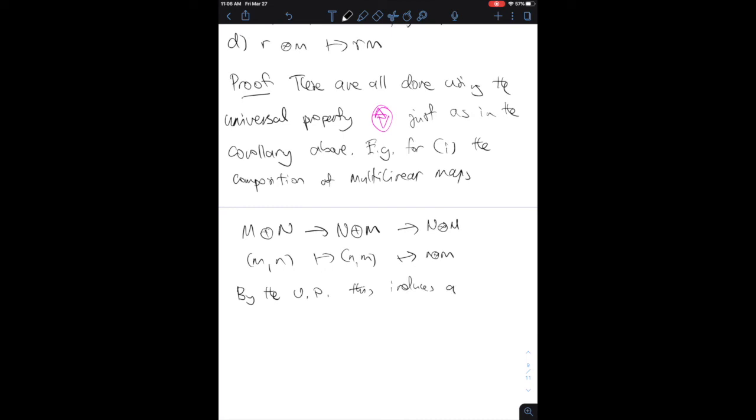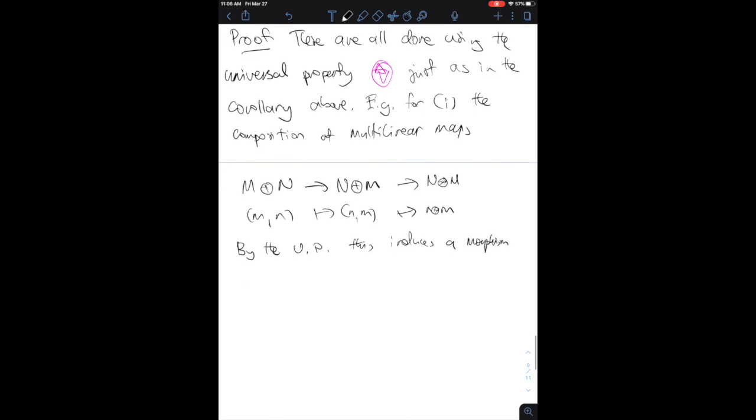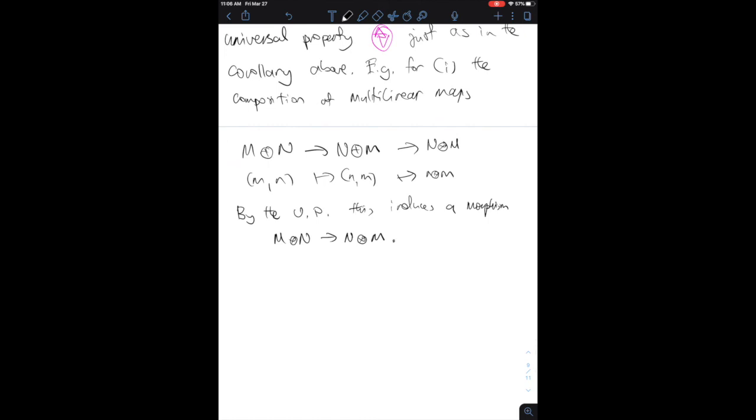this composition from M plus N to N tensor M induces a morphism M tensor N to N tensor M. And this is given by the map where little m tensor little n gets mapped to n tensor m.